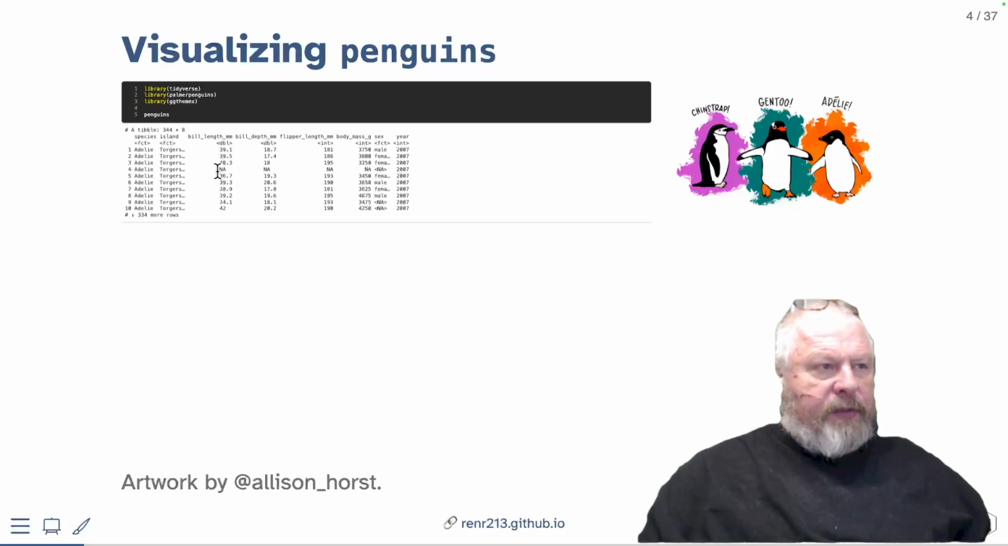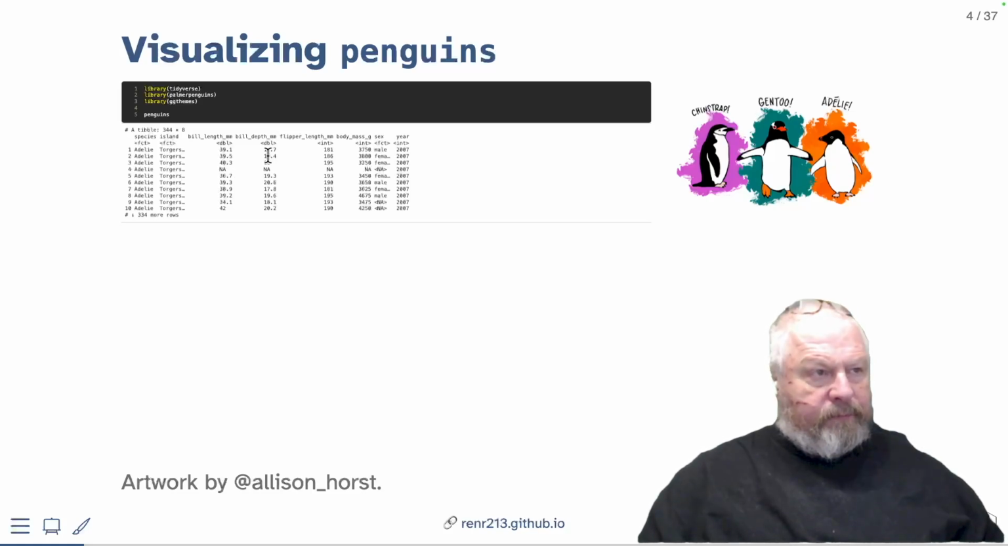This NA means data were not available for that particular record. Bill depth in millimeters is also a double precision number. And flipper length and body mass and year were all measured as integers, so no decimal points in those.